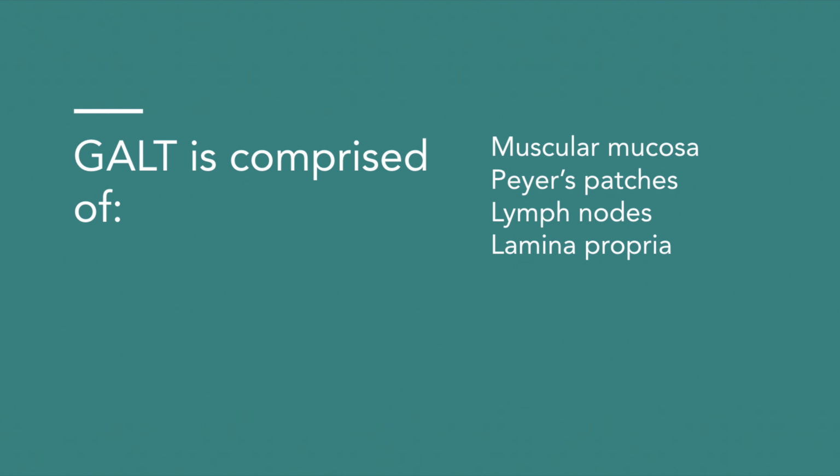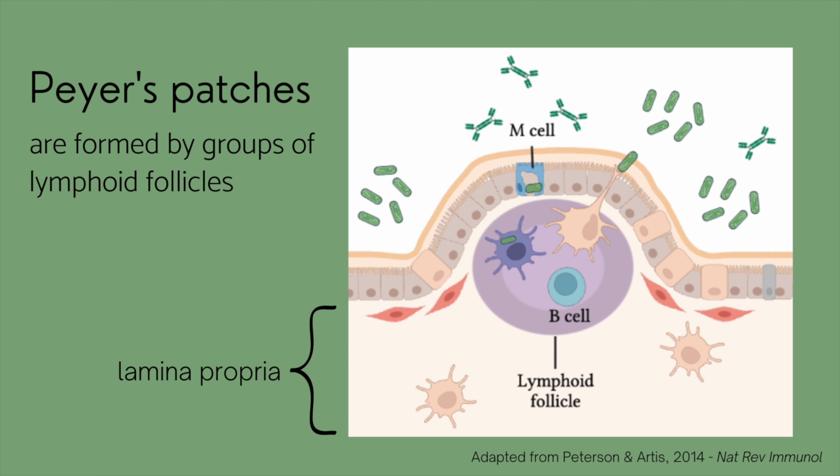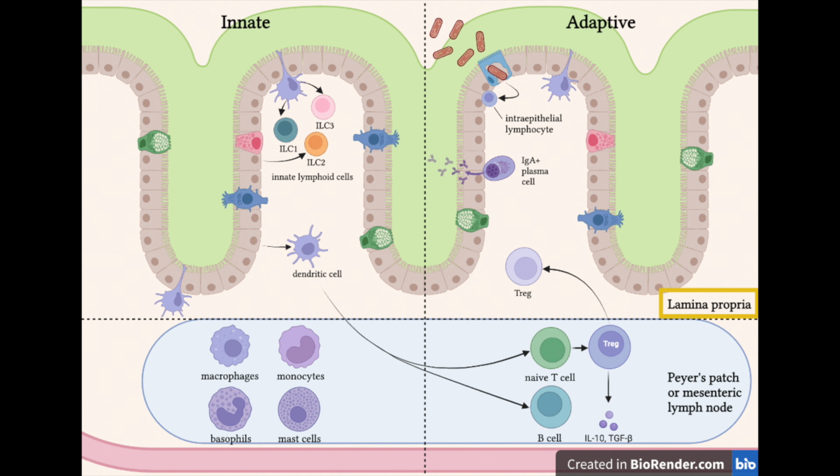GALT is made up of the muscular mucosa, what the whole GALT sits on, as well as Peyer's patches, lymph nodes, and lamina propria. Peyer's patches are the most important sites for the induction of T-cell-dependent IgA class switch recombination. Human young adults have over 200 Peyer's patches in their small intestine. They lack lymphatic vessels.